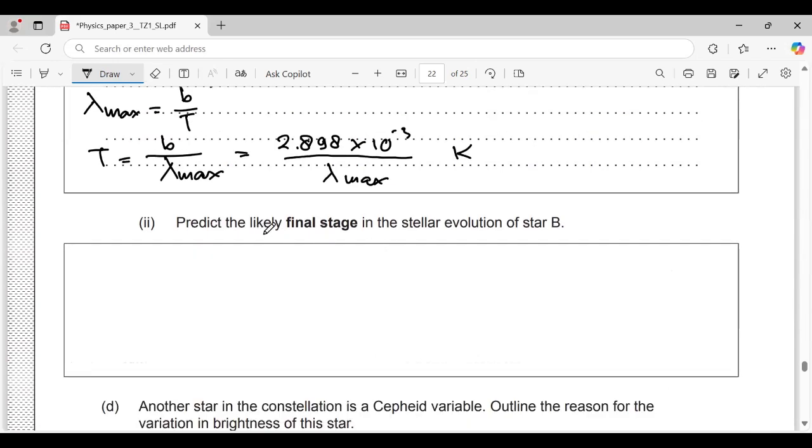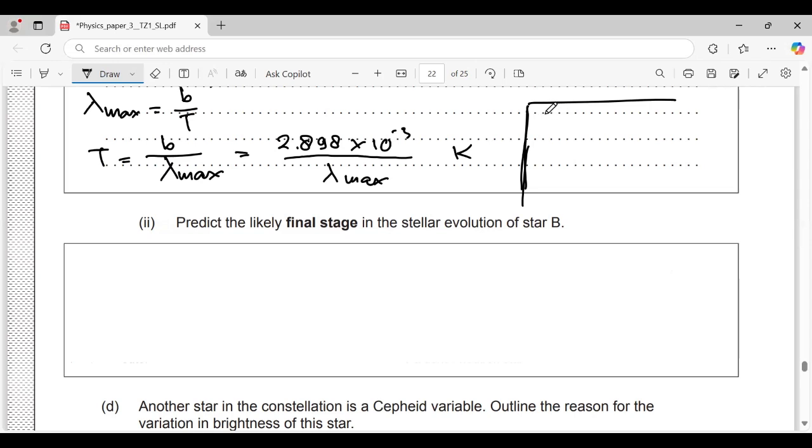Next. Predict the likely final stage in the stellar evolution of star B. The final stage in the evolution of star B depends on the mass and luminosity of star B. The relation of luminosity and mass we can determine. I'm going to use this space.